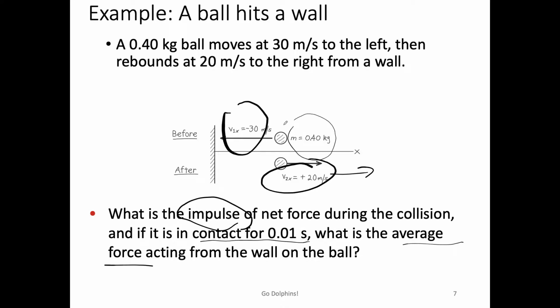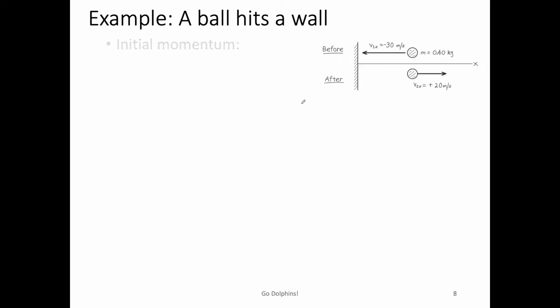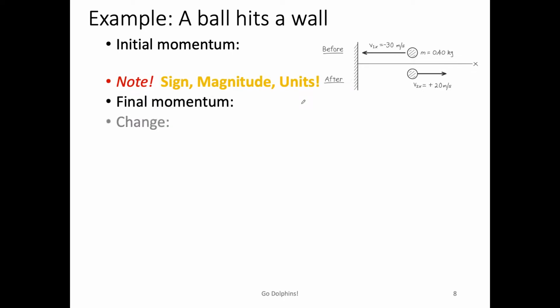So I can calculate the initial momentum and the final momentum, and so we can calculate the change of momentum, right? And if you calculate the change of momentum, the impulse momentum theorem tells you this is the impulse. Okay, so we can find out what the impulse is. Let's start with the initial momentum of the object.